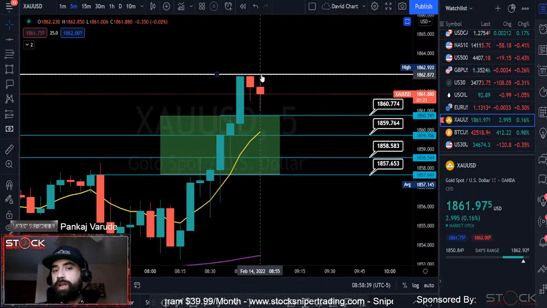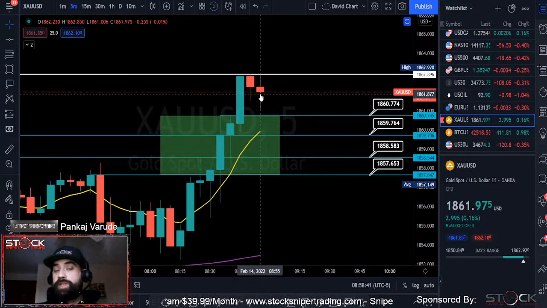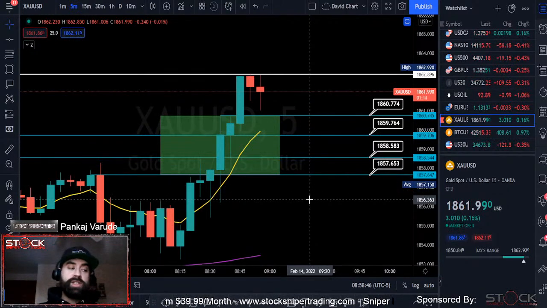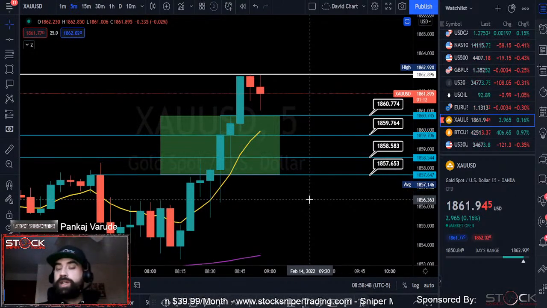So if you bought here and you're in drawdown, it's not over. This thing could drop even further and maybe touch the 9. All right, so let's just watch and see, but don't get greedy on gold, guys. Gold can put you in your place very fast.